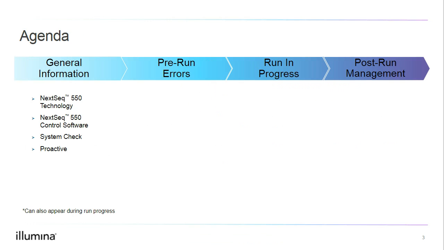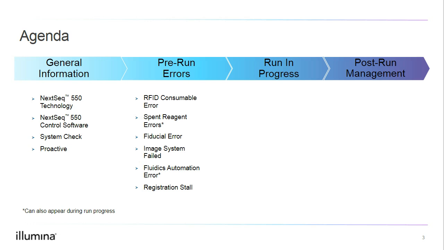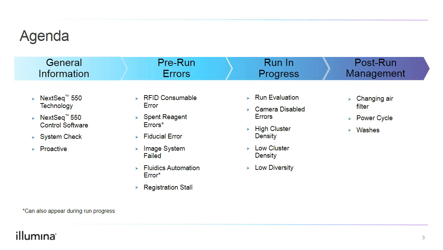We'll briefly discuss general information regarding the NextSeq 550 technology, available control software, how to perform a system check in Proactive. Next, we'll go over some common errors that occur before the run is started and how to troubleshoot these. Then we'll go over run metrics to determine what a good run looks like and also review some of the most common issues observed during NextSeq runs. Lastly, we'll go over post-run management and instrument maintenance.